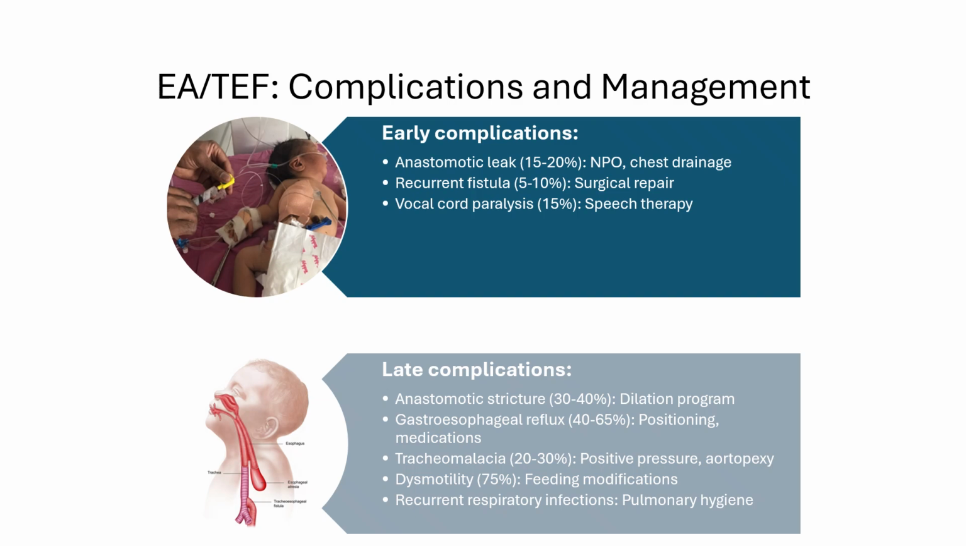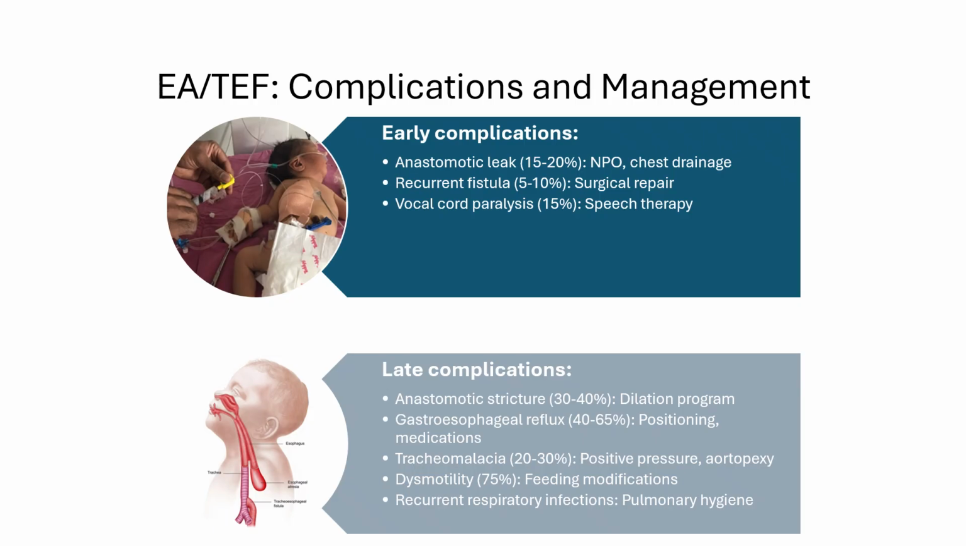Tracheomalacia occurs in 20 to 30% from in utero compression. These children have that characteristic barking cough and may need positive pressure support, or even surgical aortopexy for severe cases. Recurrent respiratory infections plague these children through early childhood because of chronic aspiration from reflux and dysmotility.